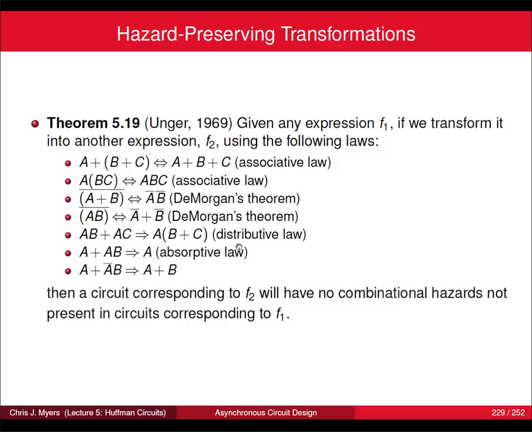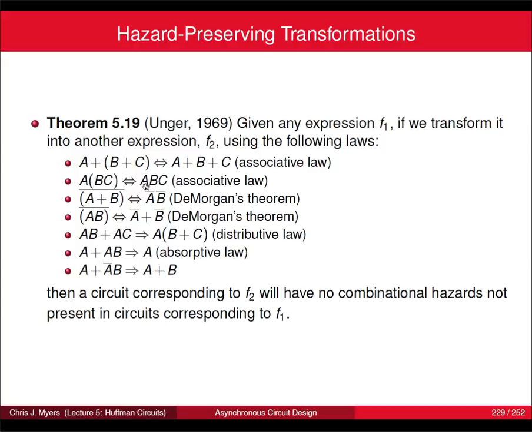In 1969, Unger proved these laws were hazard-preserving. Namely, for any expression f1, if we transform it into another expression f2 using these laws of Boolean algebra, then hazards will be preserved. For example, if you apply the associative law, which is basically decomposition of an OR gate, right? If you break this 3-input OR gate into two 2-input OR gates like so, that preserves hazards. Or similarly, if you go the other direction, it's also preserving hazards. This means you can arbitrarily associate your function, which is essentially decomposing a large function.